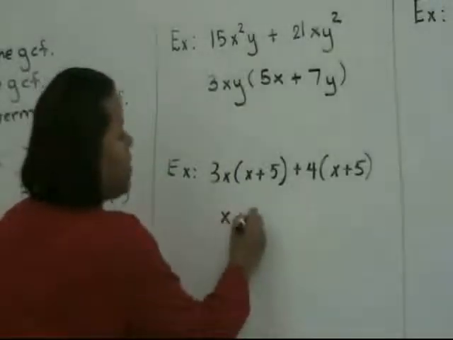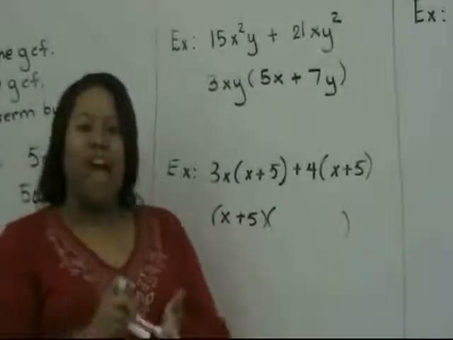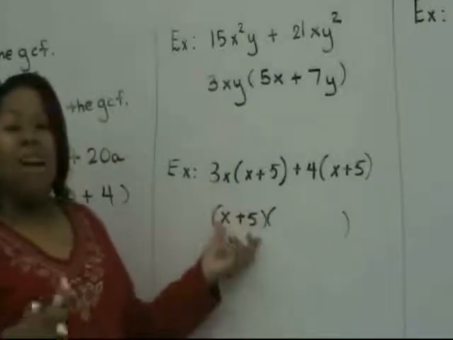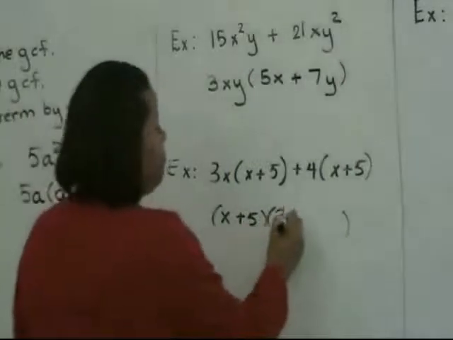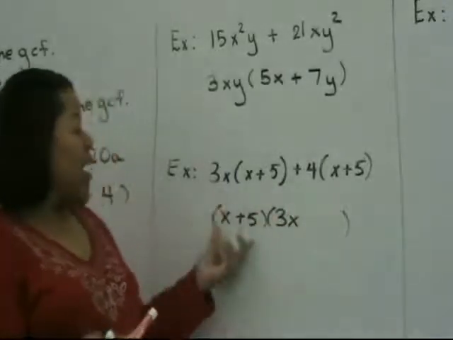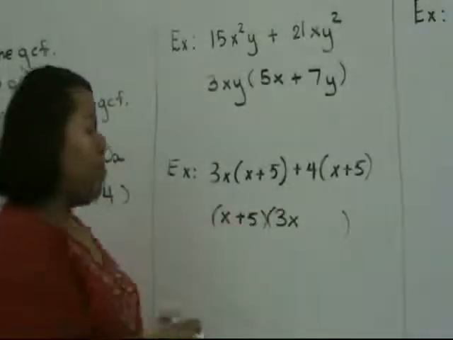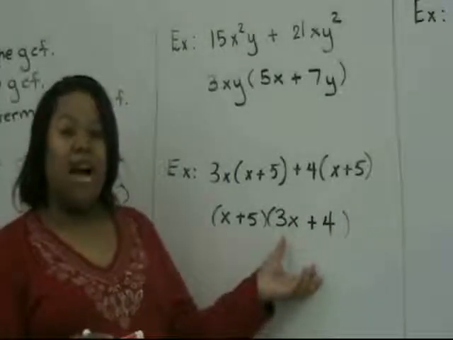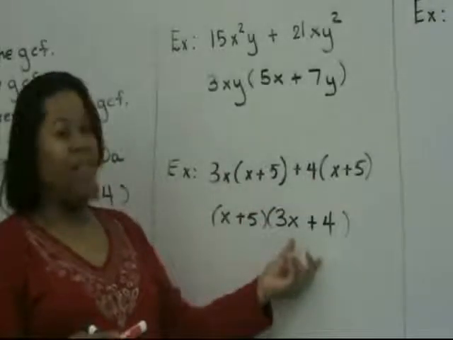So we identify the greatest common factor x plus 5, and now all we have left to do is to divide each term by that binomial. So the term 3x times x plus 5 is divided by x plus 5, and that leaves us with the term 3x. Finally, the term 4 times x plus 5 is divided by the greatest common factor x plus 5, and that leaves us with the term positive 4. So again, we have factored out the greatest common factor by identifying the greatest common factor and dividing each term by that greatest common factor.